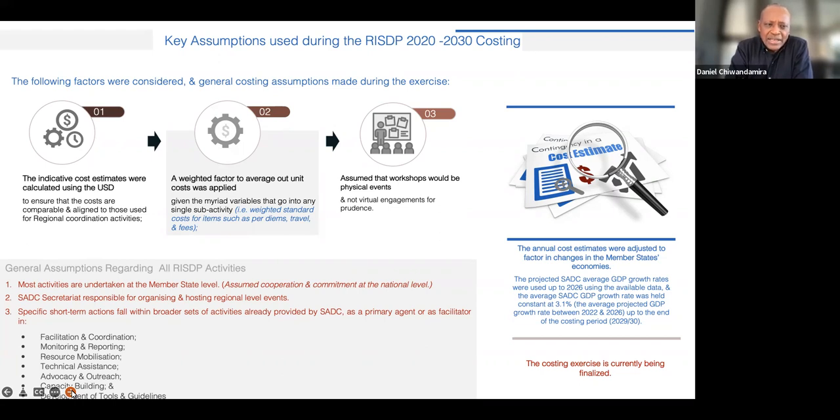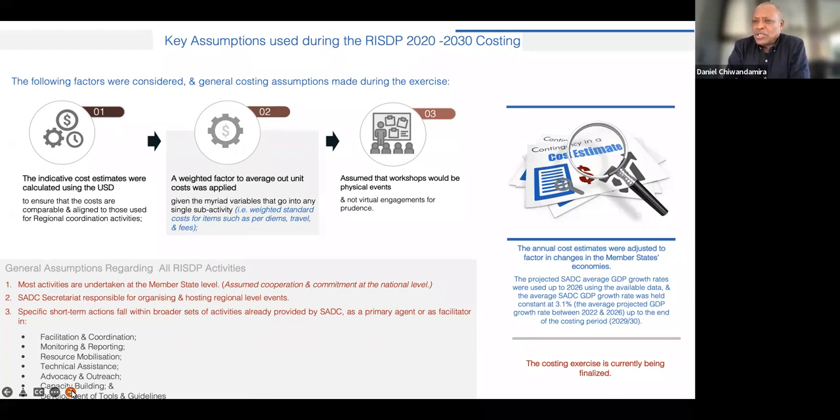It was also assumed that most of the activities will be undertaken at the member state level, and that the SADC Secretariat will be responsible for organizing and hosting regional events, and also that we would have short-term actions that fall within the broader sets of activities, such as facilitation, coordination, monitoring, reporting, resource mobilization, TA, advocacy, outreach, capacity building, development of tools and guidelines. I mean, these were broadly most of the activities when it came to regional coordination, as well as when it came to national coordination activities.